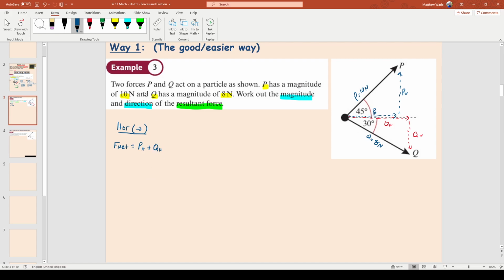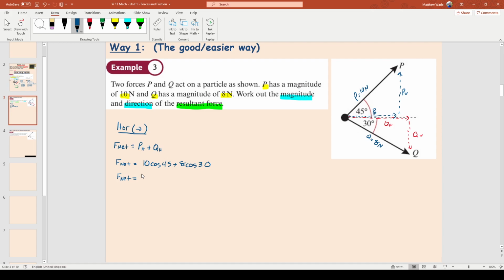Okay? Now, this question, normally you'd swap F net out for MA, but in this case, we're just going to leave it as F net, because it wants a force in the end. So F net equals, and I'm going to go a little bit quicker now, this is going to be 10 cos 45 plus 8 cos 30. See if you can get that from sine and cos and the triangles, which means F net horizontally is going to be those two together.